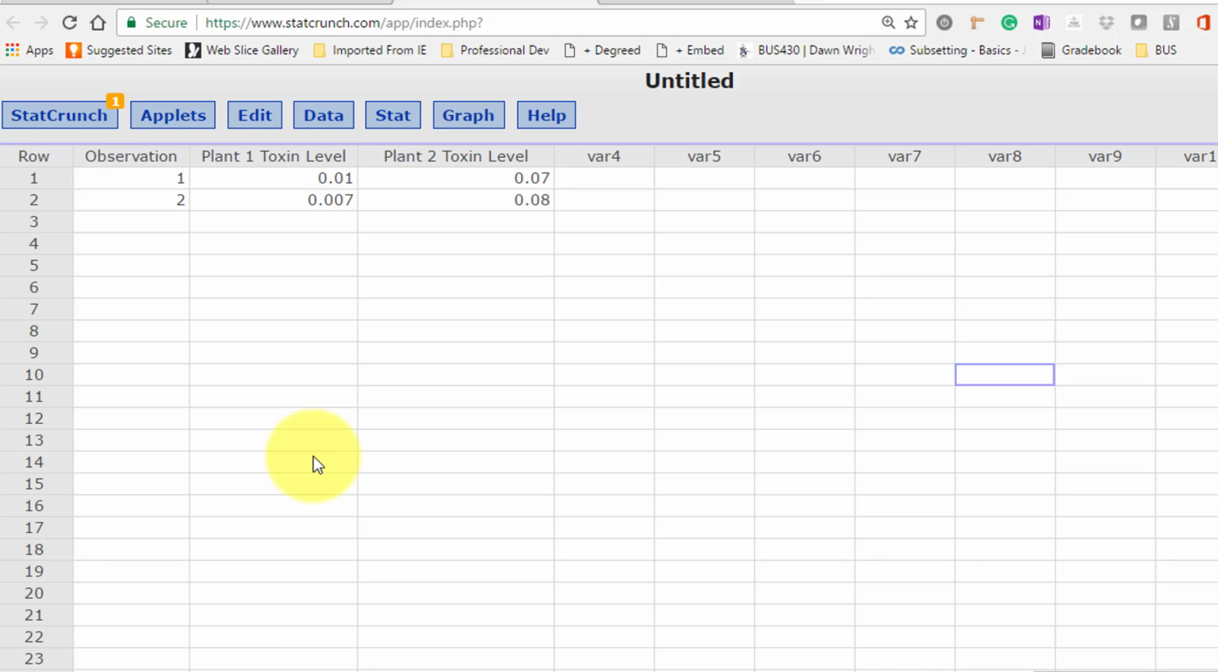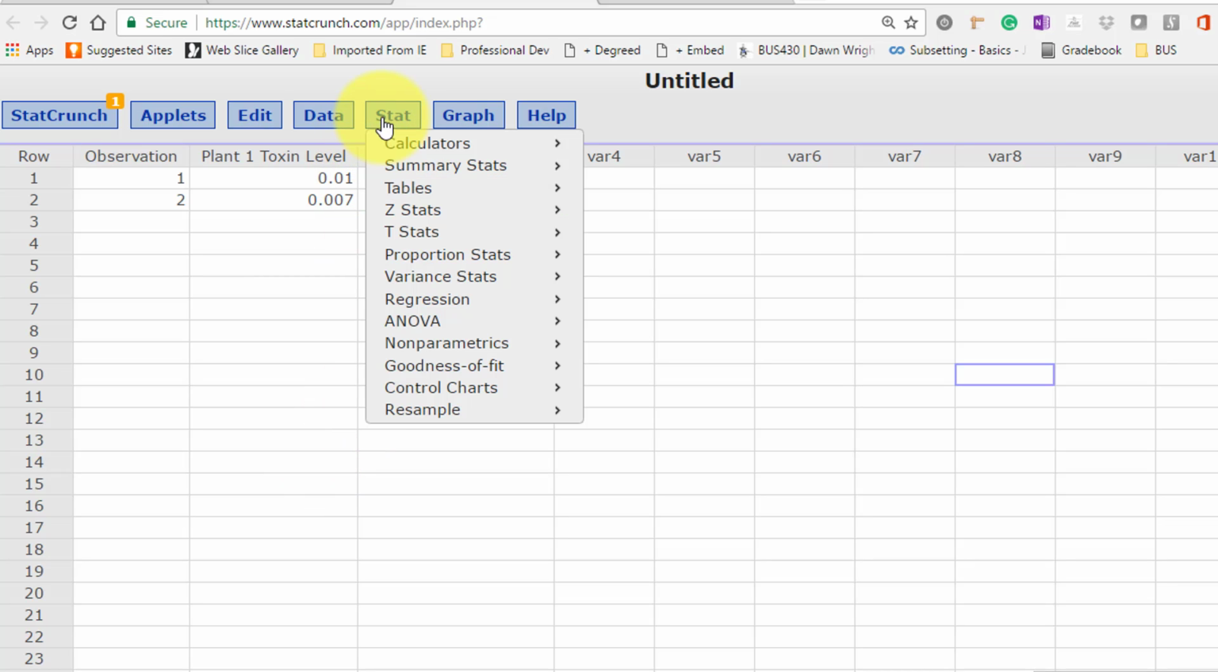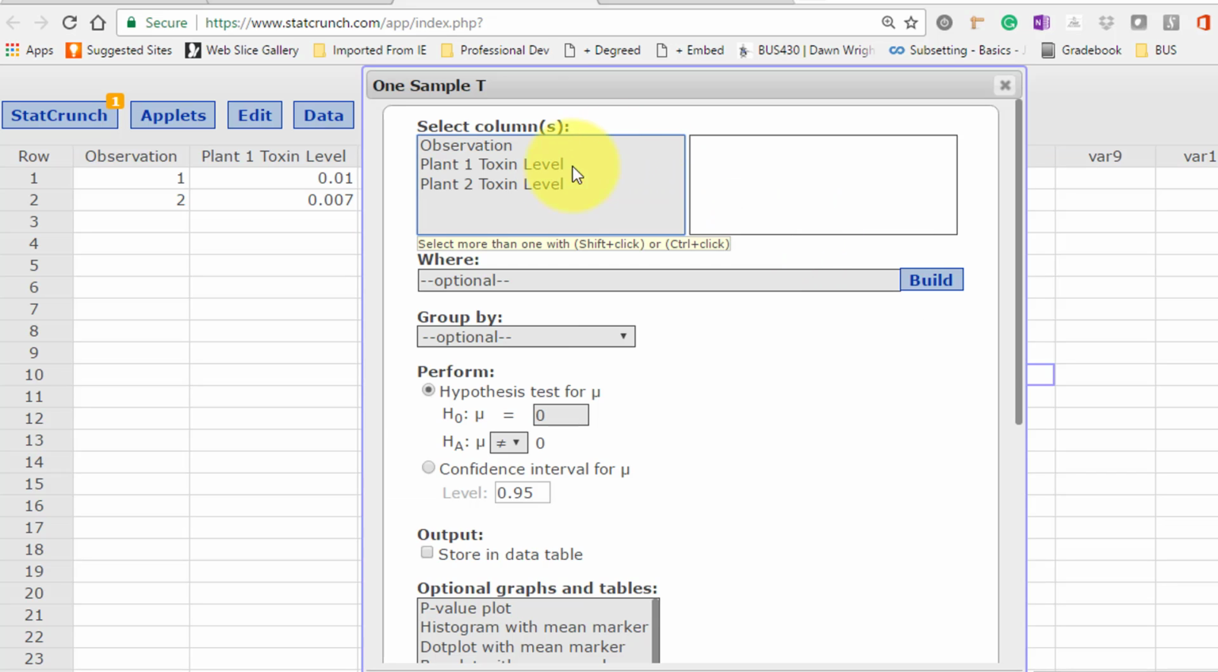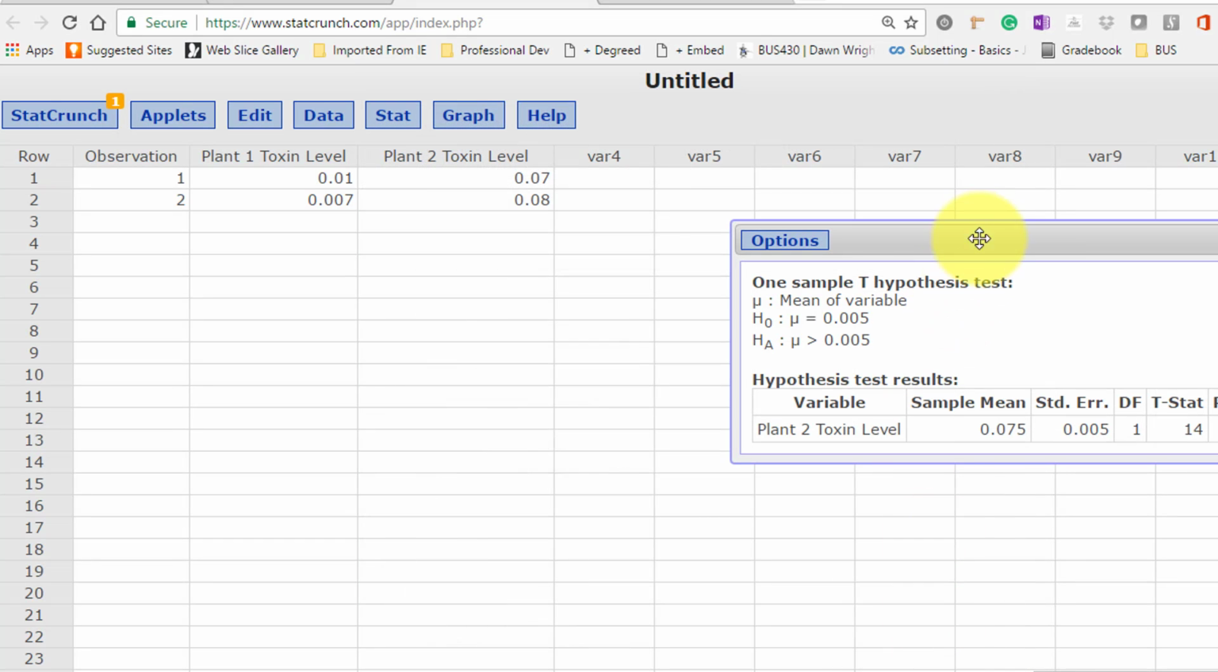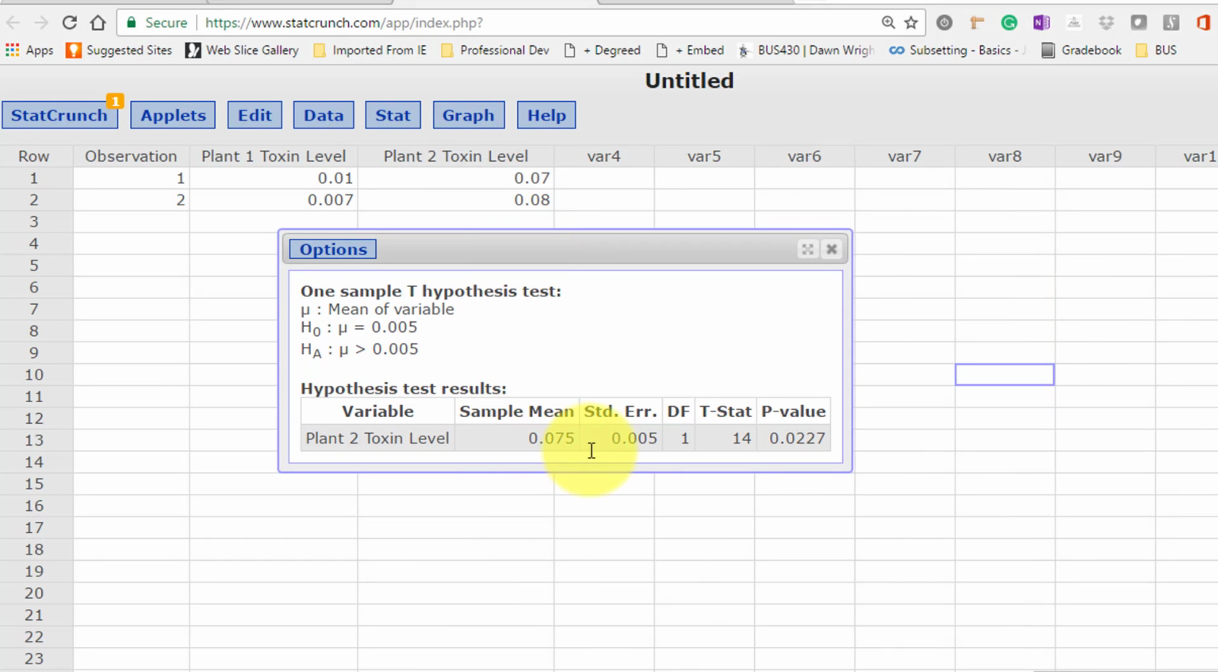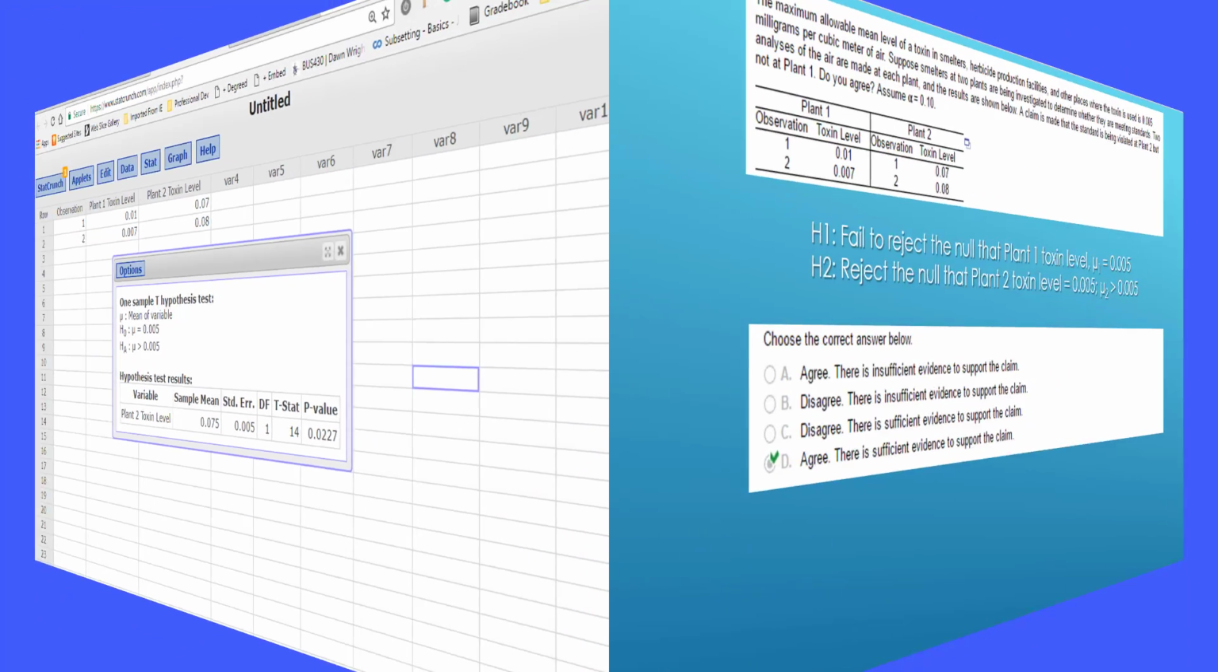Now let's run the second analysis. And again, we go to stat, t-stats, one sample with data. This time we're going to select the plant 2 data, get it into the right box. And again, our null is 0.005, and our alternative is greater than that. And we click on compute, and we get our results this time. A t-stat of 14 and a p-value of 0.023, which is much less than our alpha of 0.1. Therefore, this time we reject the null hypothesis.